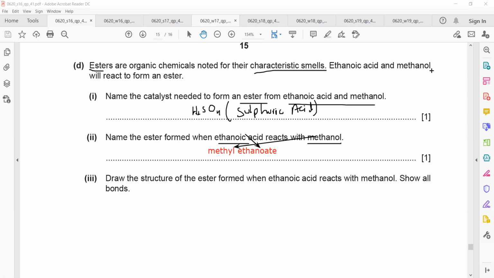Then the next part says: draw the structure of the ester formed when ethanoic acid reacted with methanol, and show all the bonds. So we have to draw the structure of methyl ethanoate. First, we'll draw the ester group, which is C double bonded with O and O. That is the ester. This oxygen can be on the right-hand side or the left-hand side. That will not make a difference to the ester.